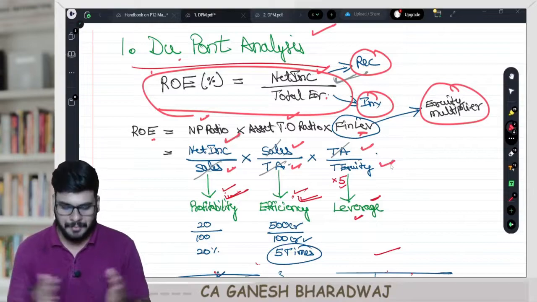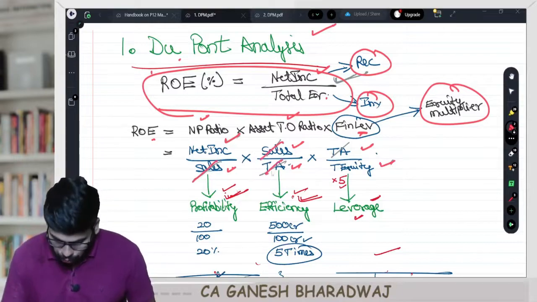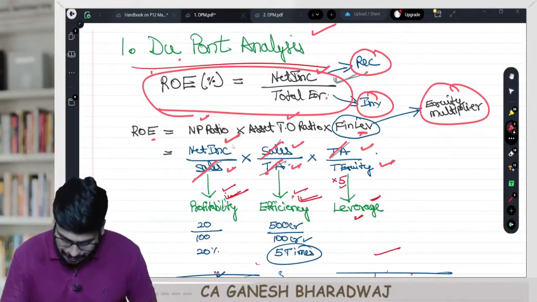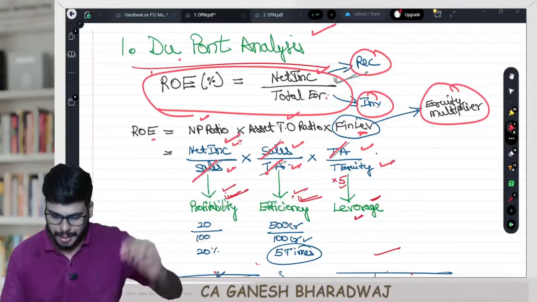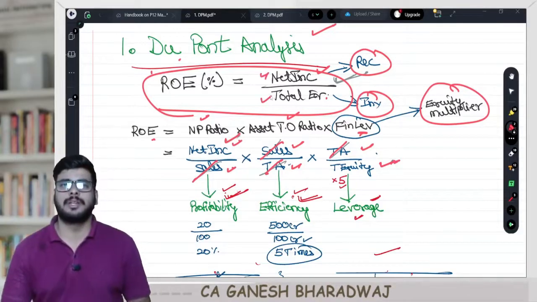Now, what happens if you multiply the three? Sales and sales will get cancelled. Total assets will get cancelled. As an end result, you will be left with net income in the numerator, equity in the denominator. Fine, this is what you get here. Are you clear with this?